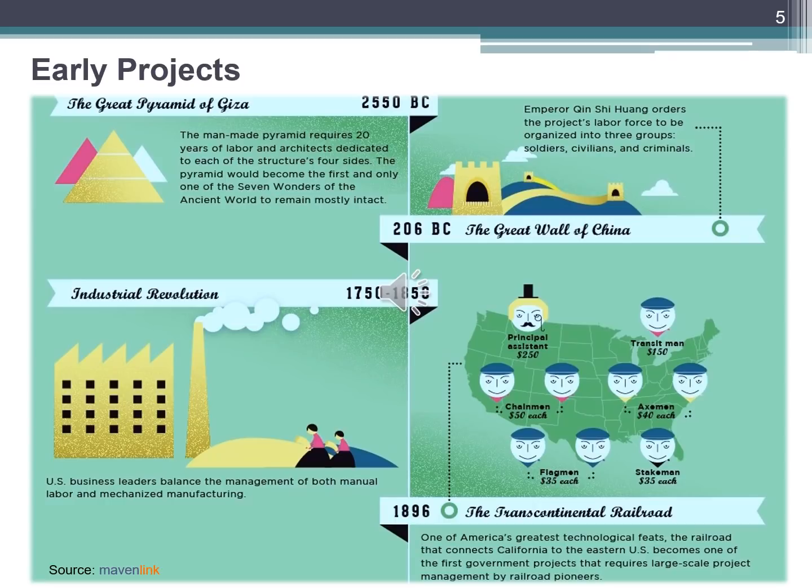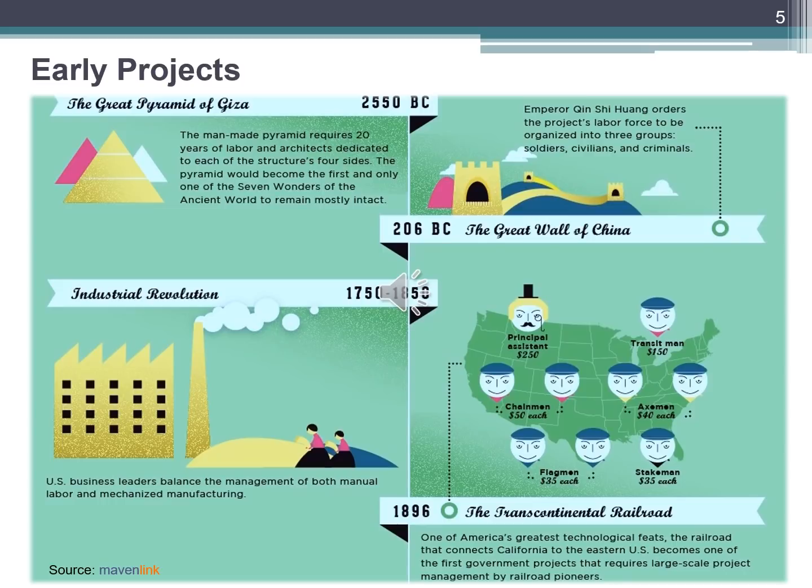The other example is the Great Wall of China. Emperor Qin Shi Huang orders the project's labor force to be organized into three groups: soldiers, civilians, and criminals. Another example is the Industrial Revolution. US business leaders balanced the management of both manual labor and mechanized manufacturing.